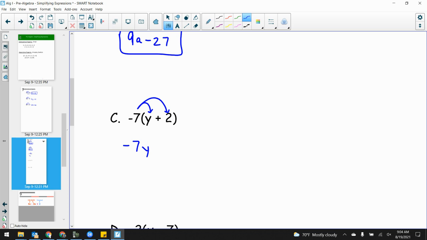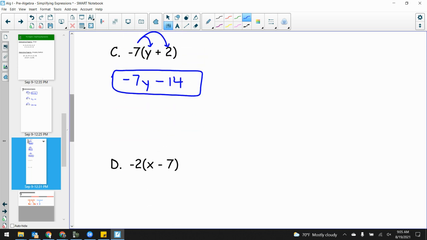I take negative 7 times positive 2. Now watch. Negative 7 times positive 2 is just negative 14, right? Instead of saying plus a negative 14, let's use the sign as the operation and just say minus 14. Please get away from saying plus a negative 14. Let's say negative 7y minus 14. You're right. You get a negative 14, but the negative becomes a subtraction sign in front of it. Negative 7y minus 14.